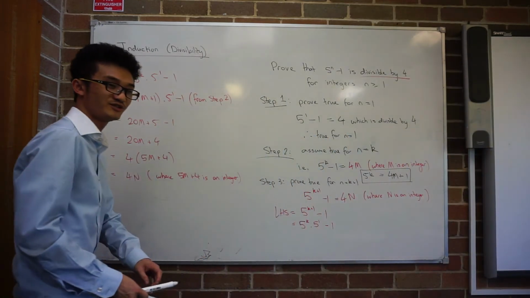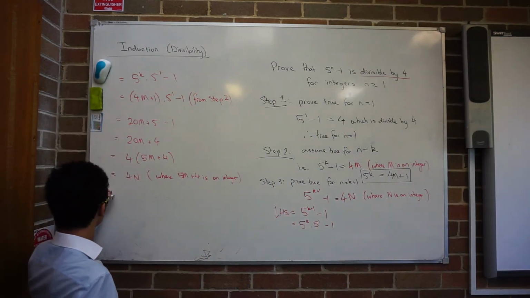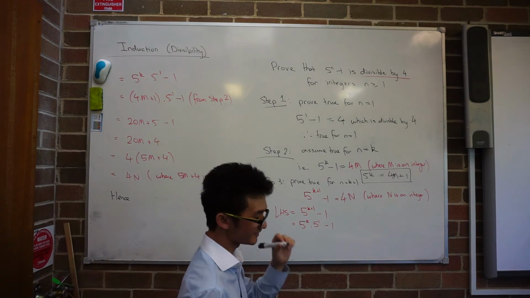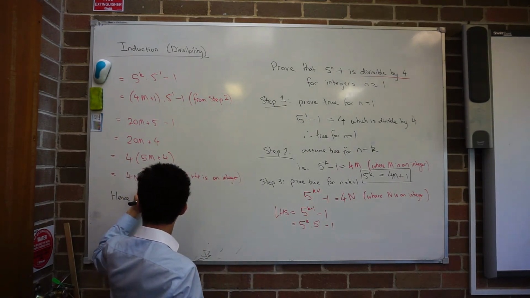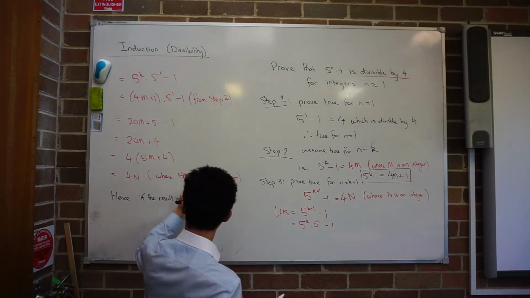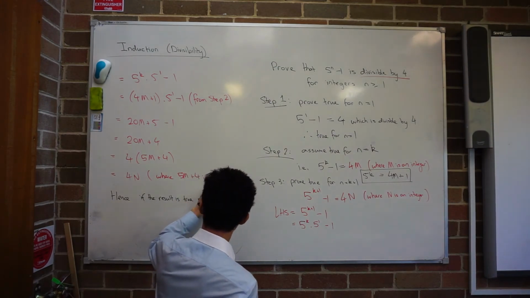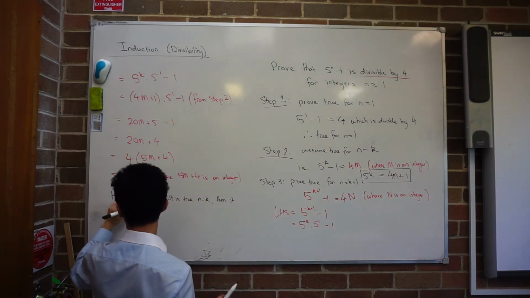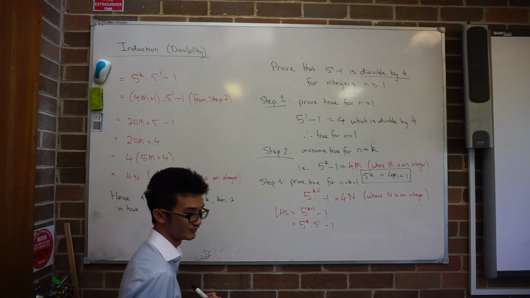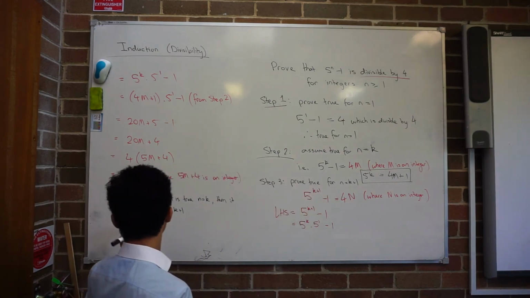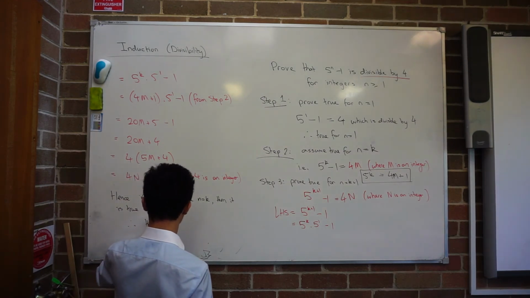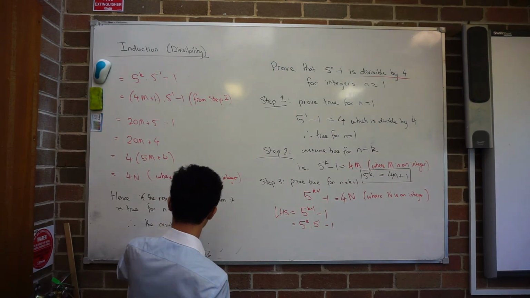And then remember your favorite part, Mitch, the conclusion? How am I going to conclude? Hence, if the result is true for n equals k, there's a few variations you can do, then it is true for n equals k plus 1. And therefore, the result is true by mathematical induction.